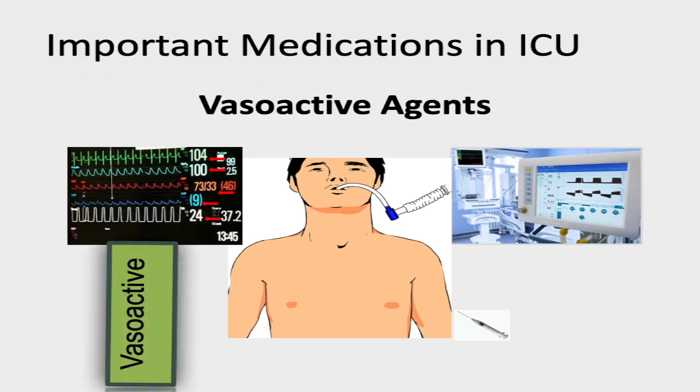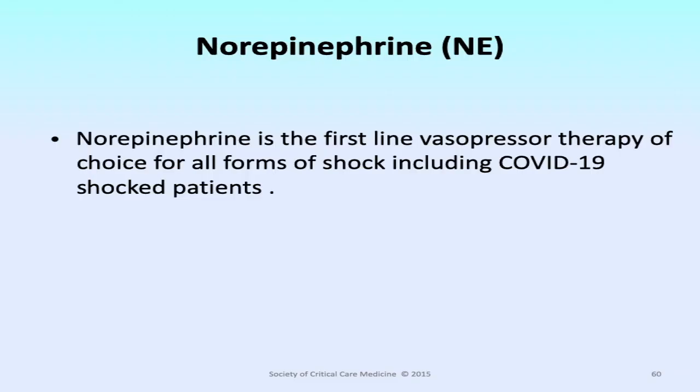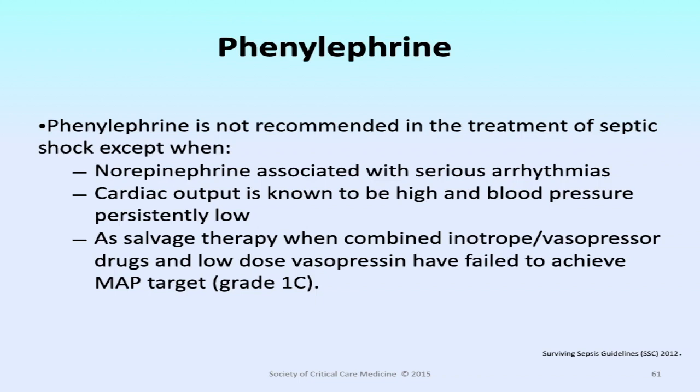Vasoactive drugs, we mentioned before, this can be elaborated more in the lectures of shock, but briefly here, norepinephrine is the first line vasopressor therapy in all forms of shock, including COVID-19 shock patients. And usually we can have phenylephrine if there are contraindications. It is not recommended, but if you have a contraindication to norepinephrine, like serious arrhythmias, and also if cardiac output is good but blood pressure is still not achieved, maybe there is resistance to catecholamine, so phenylephrine may be a good option.